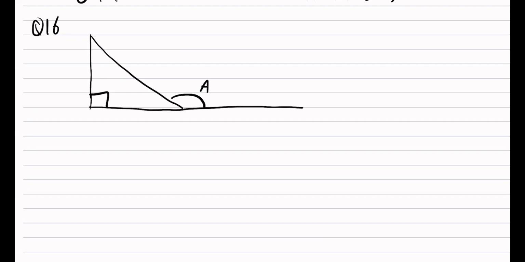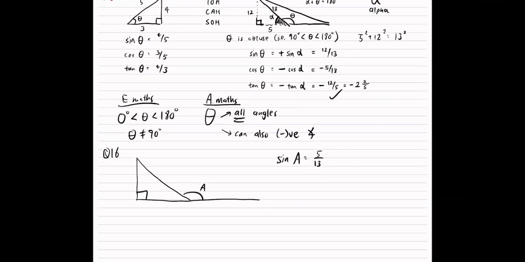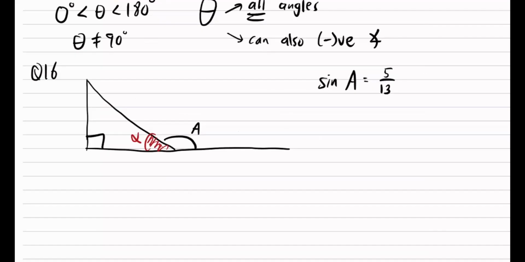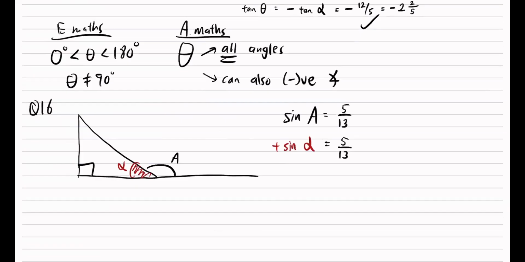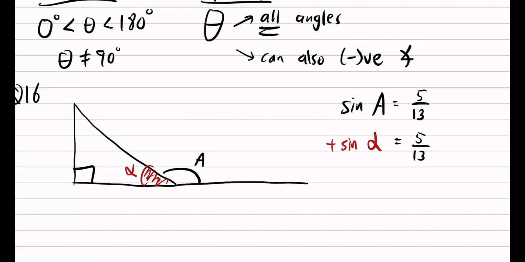They tell you sine of angle A is 5/13. So what does that tell you? If you refer back to what I did just now, I always have the angle alpha. So you must also label angle alpha. Then you must remember the rule I wrote over here: sine of an obtuse angle is the same as sine of the acute angle. So sine of A is exactly the same as sine of alpha with a positive sign, equals 5/13.